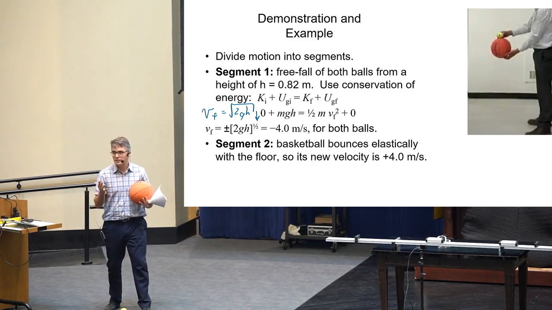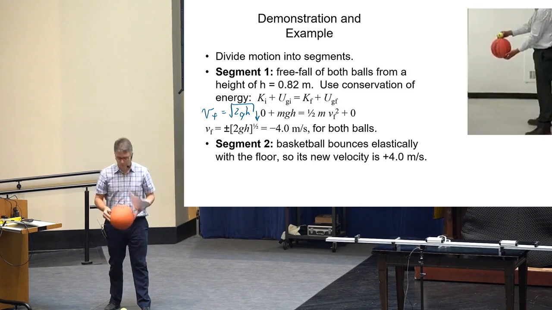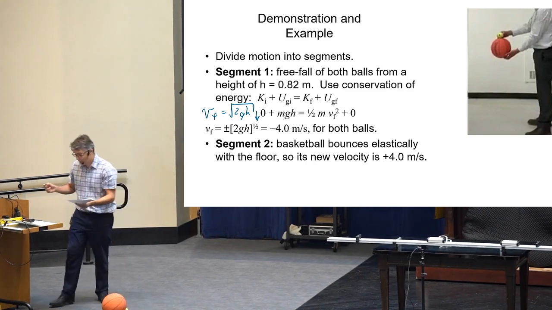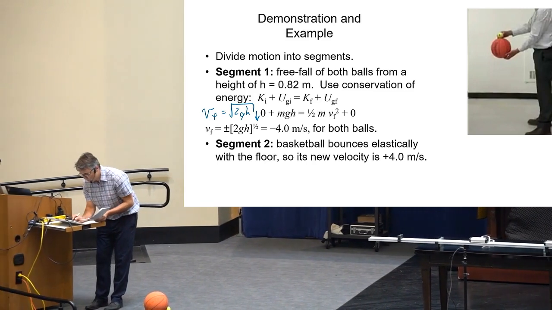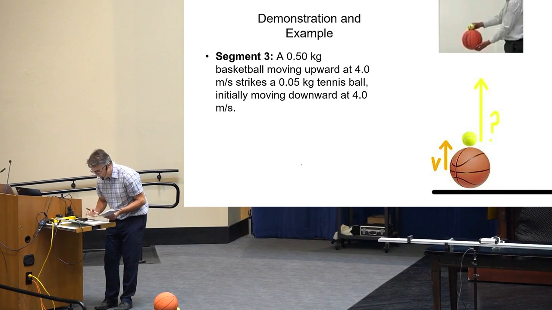So whenever you collide with something that is fixed to the Earth, then momentum conservation is not there, because there's an external impulse from the Earth. Anyway, it's going 4 meters per second down, then it goes 4 meters per second up. Okay, this is the part where we're going to use that equation.